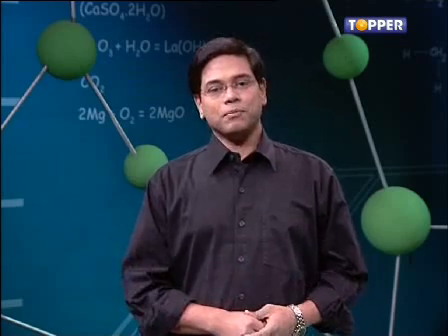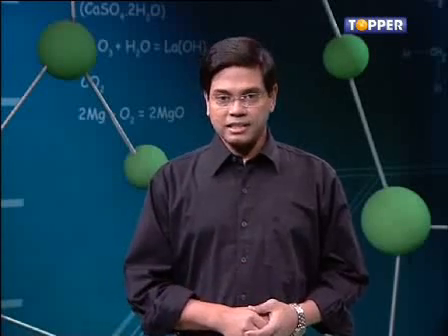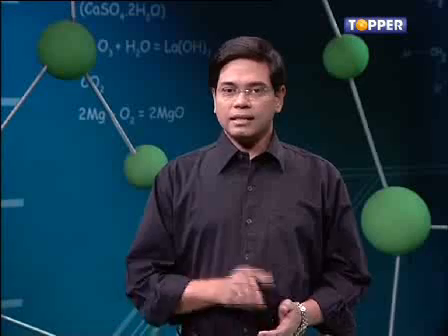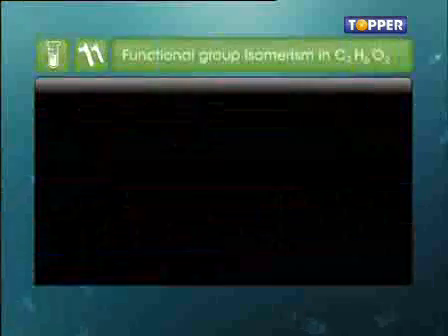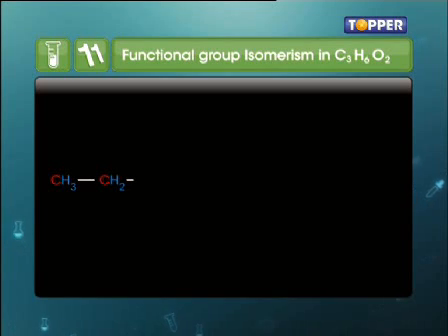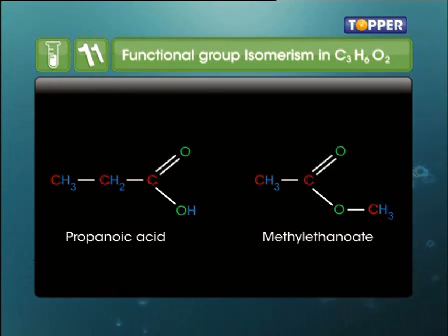Now, the third type of structural isomerism is functional group isomerism. As the name suggests, in this type of isomerism, the isomers contain different functional groups, but remember, the molecular formula remains the same. For example, a compound with molecular formula C3H6O2 has two functional group isomers, propanoic acid, in which the functional group is a carboxylic acid, and methyl ethanoate, in which the functional group is an ester.